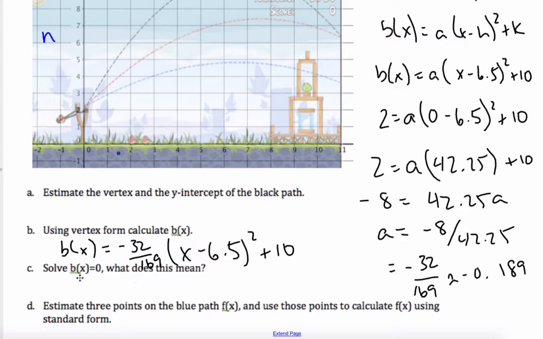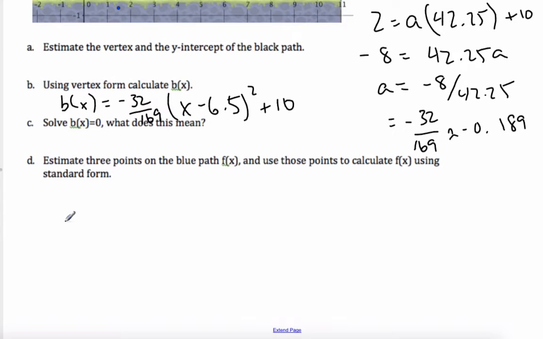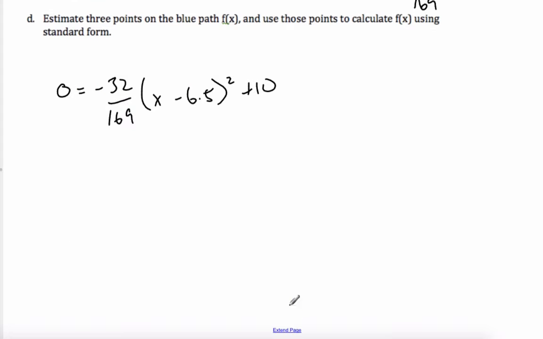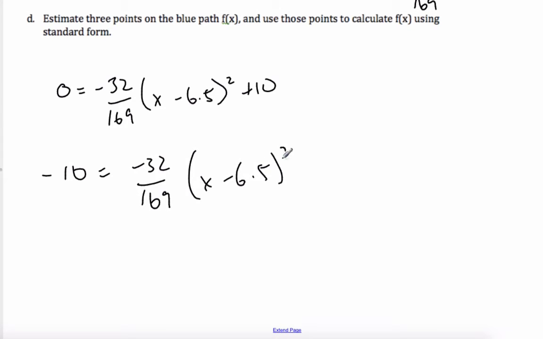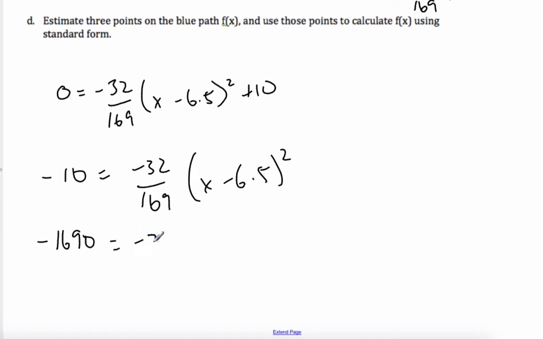Part c says, solve b of x equals 0. What does this mean? If I'm going to do b of x equals 0, that means 0 equals negative 32 over 169, x minus 6.5 squared plus 10. And I'm going to solve this. I'm going to subtract the 10, so negative 10 is equal to negative 32 over 169, x minus 6.5 squared. Now let's get rid of my fractions. I'm going to multiply by 169. So that's negative 1,690 equals negative 32, x minus 6.5 squared.